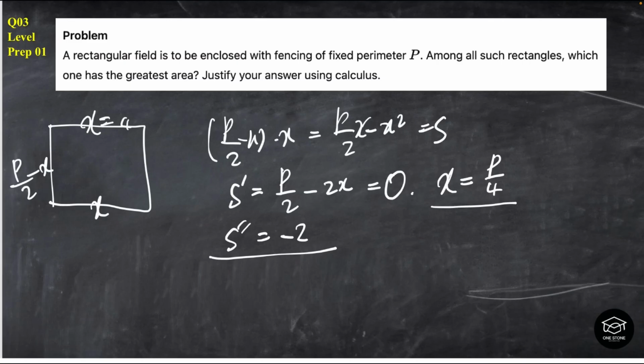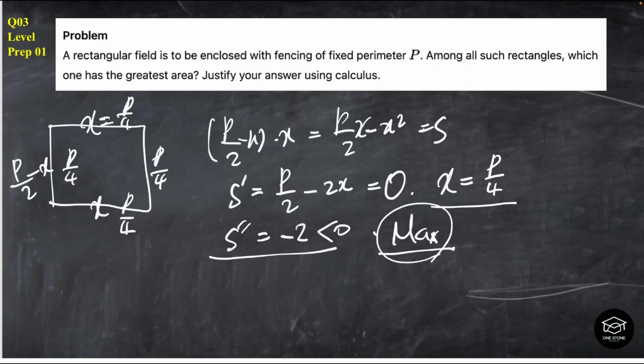To confirm this is a maximum, we check the second derivative. The second derivative is -2, which is less than 0, so the graph of the area function opens downward. That tells us the point we found is indeed a maximum. Therefore, when the perimeter is fixed, the rectangle with the greatest area is a square.